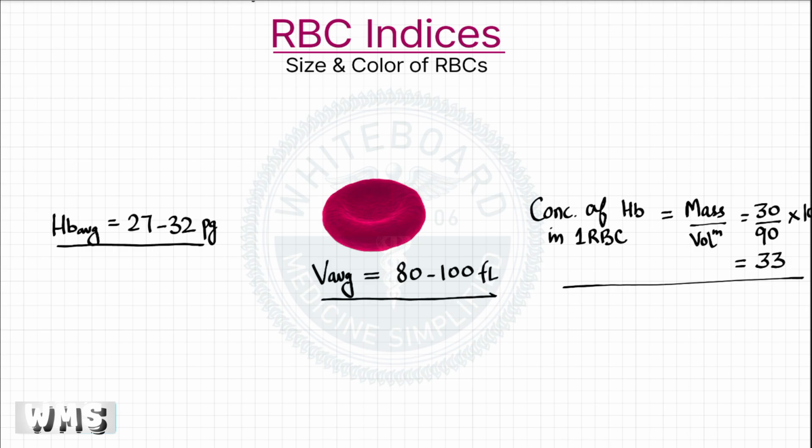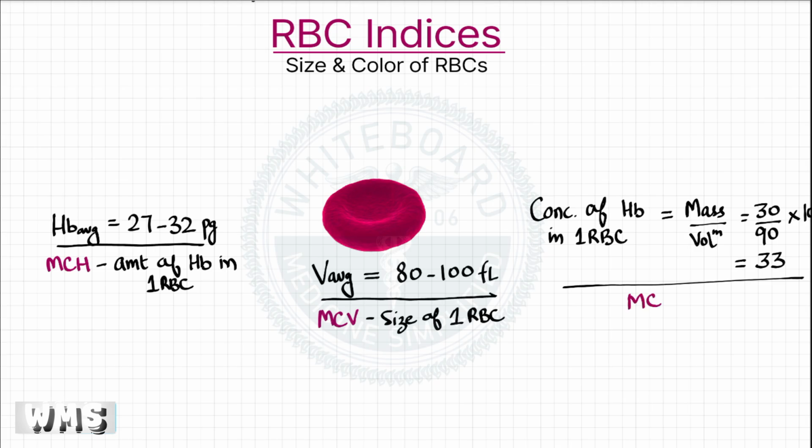So this average volume of the RBCs, which is 80 to 100 femtoliter, represents the mean corpuscular volume, that is, the size of RBC. And the amount of hemoglobin in one RBC, that is 27 to 32 picogram, represents the mean corpuscular hemoglobin. And the concentration of the hemoglobin in one RBC represents the mean corpuscular hemoglobin concentration.